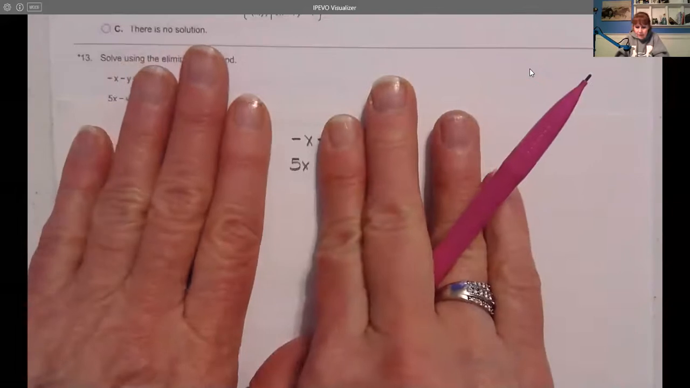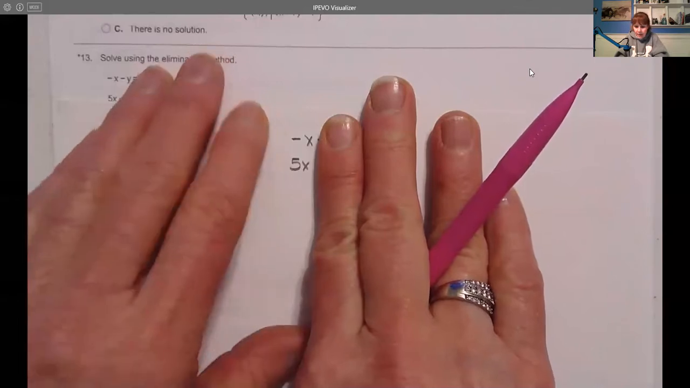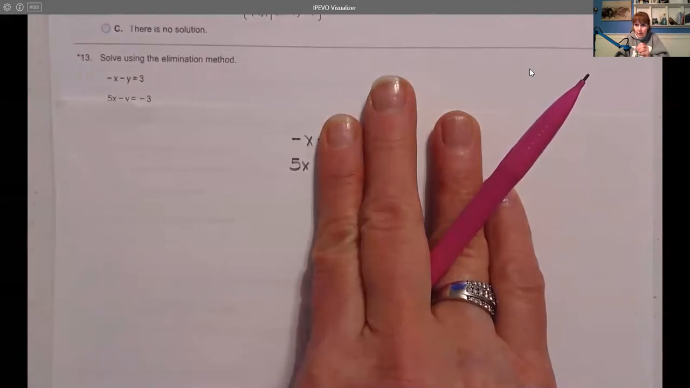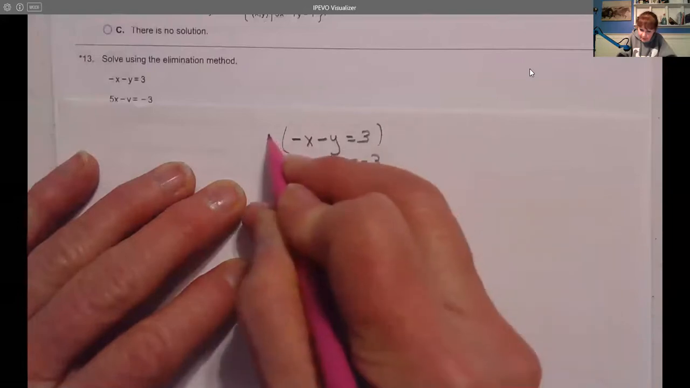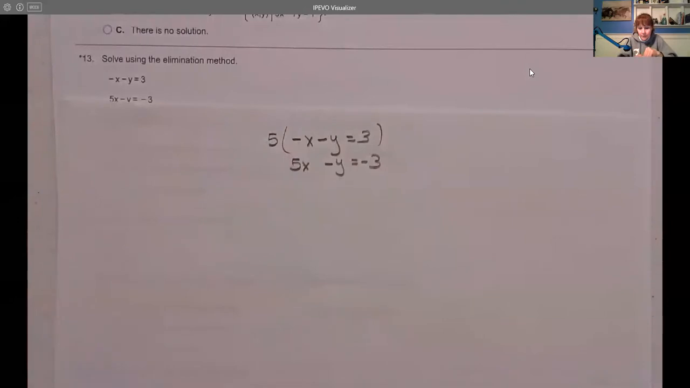If you want the x's to drop out, you'll have to multiply the top equation by 5, because that'll give you a -5 and a +5. You'll get the same answer no matter what variable. Some are just easier. I'm not sure whether you would multiply by a -1 to make the y's drop out, or multiply by a 5. I'm thinking you may have chosen to multiply by a 5. That may have been more obvious to you, even though you'll be dealing with some larger numbers. We'll go ahead and go with the 5.